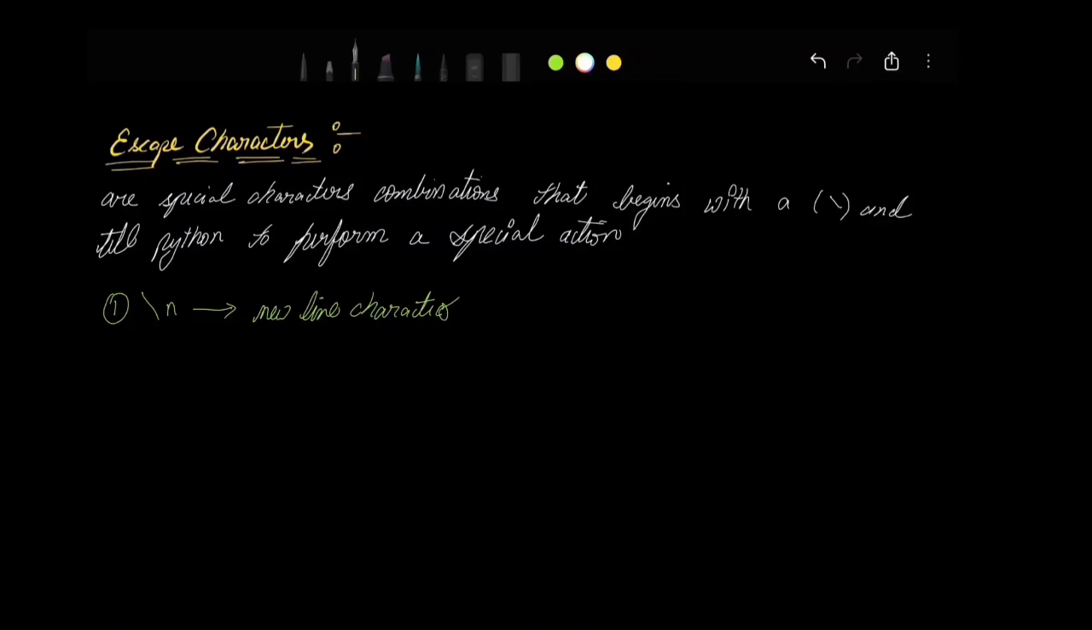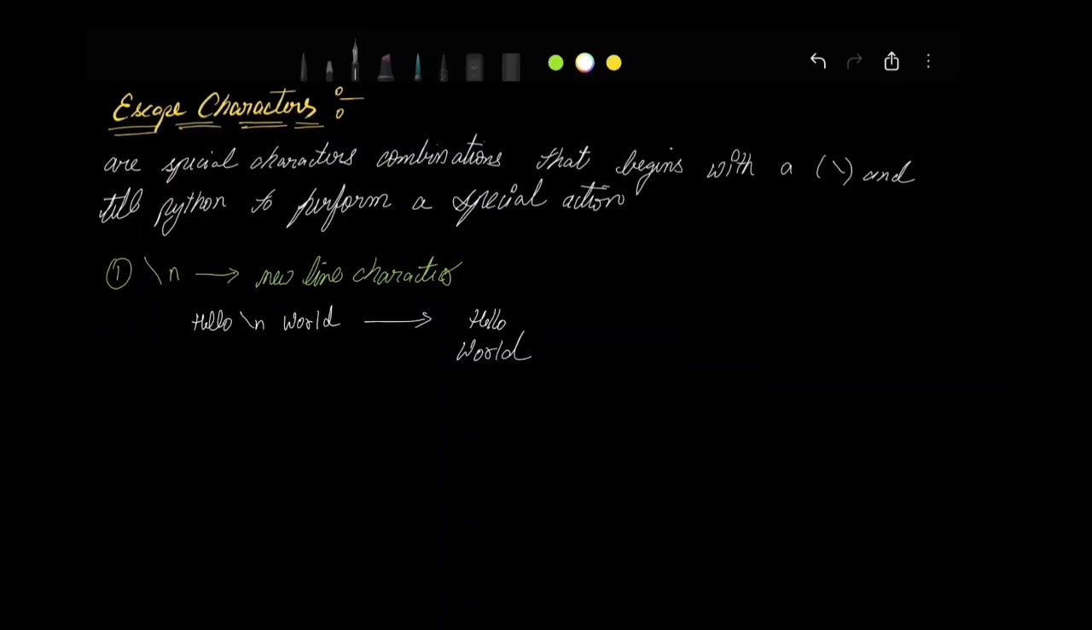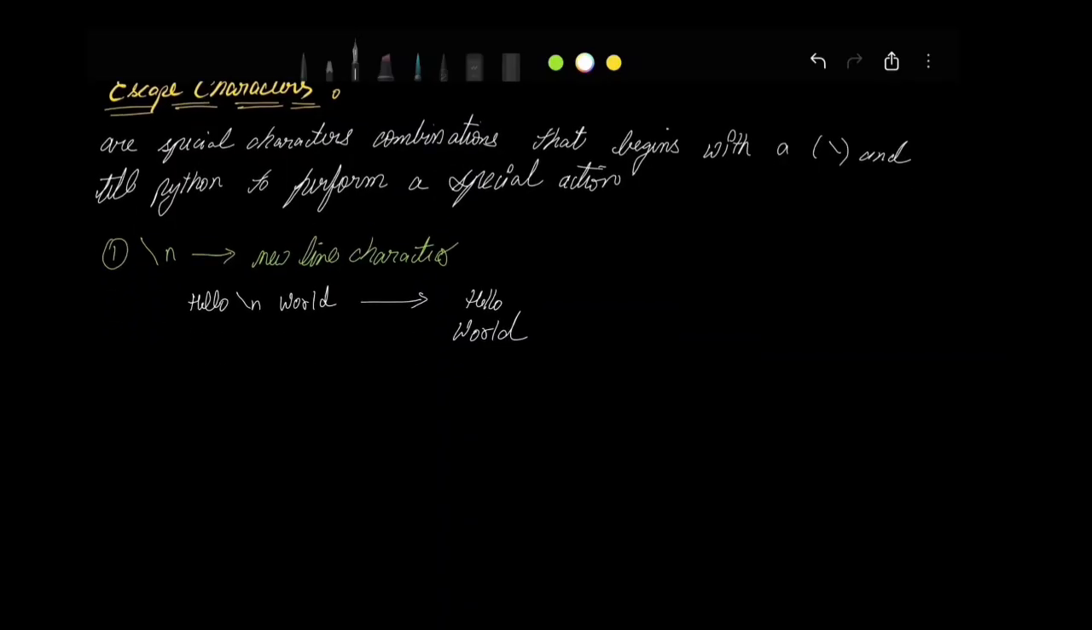For example, if I write hello backslash n world and I run this program, it will be printed as hello. Then we will move to a new line and then we will print world. The backslash n escape character moves the cursor to the next line.